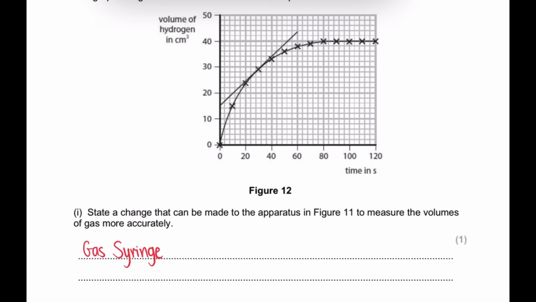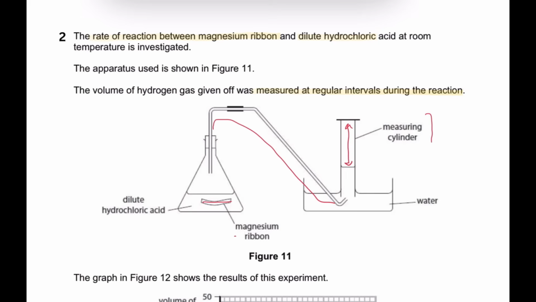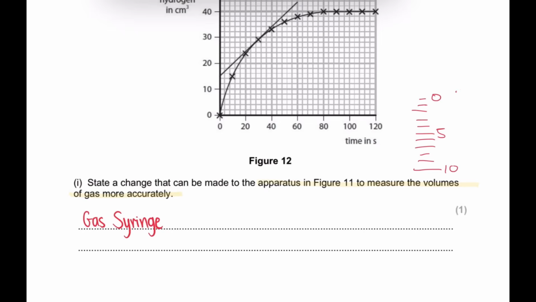Suggest a change that could be made to the apparatus in figure 11 to measure the volume of gas more accurately. Here, instead of a measuring cylinder, what we could use is a gas syringe since it's more accurate. We could also use a graduated tube or even a burette. Let's say, for a measuring cylinder, it goes up in 1. However, for a syringe, a tube, or a burette, it will actually go into even smaller. So we say millimeters or even less, which means it's more accurate. We can get our result at a much more accurate rate since we get it to the nearest millimeter or even smaller than that. It's as accurate as we can possibly be.